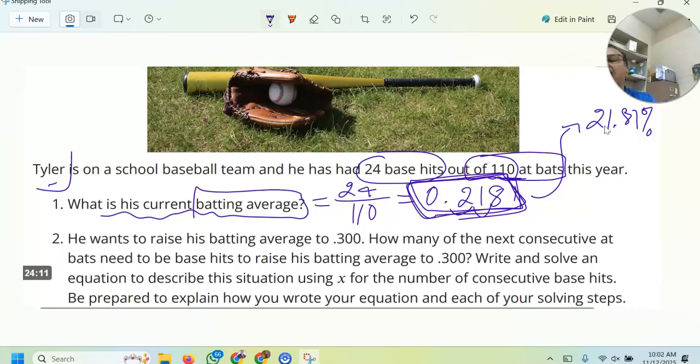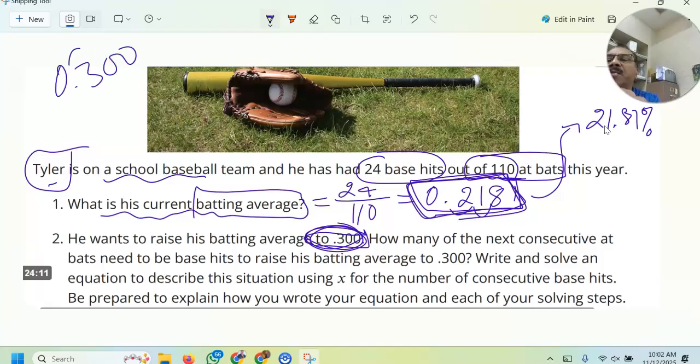But Mr. Tyler is not happy about this. He wants to improve it. He says, no, no, no, I need to improve this to 0.300. He wants to have a 0.3 average. It's like 300 out of 1000. What is 0.300? Basically it means if you move the decimal three places to the right, it's 300 out of 1000, or almost 30%.